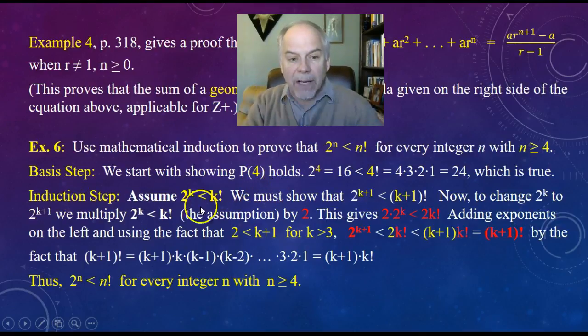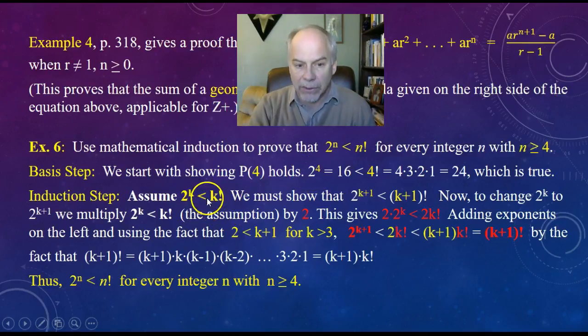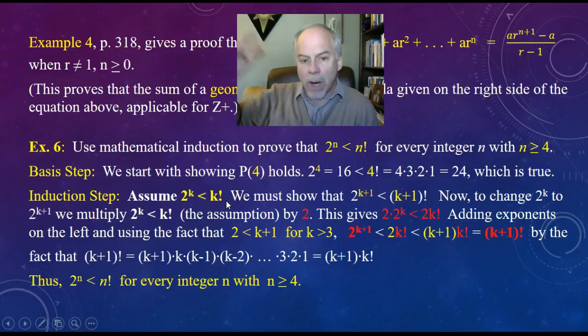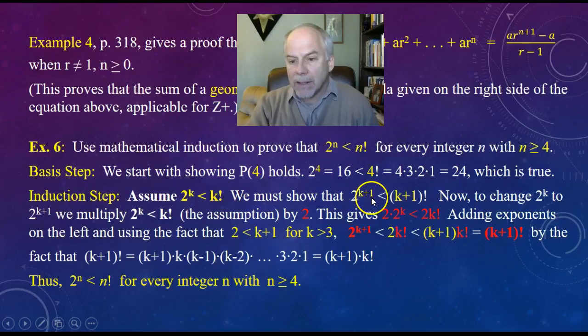Okay. Now the induction step says, let's assume it works for k, which is right here in yellow. 2 to the kth power is less than k factorial, and we're talking from 4 on up. So we have to show that it works for k plus 1. In other words, when n is k plus 1.